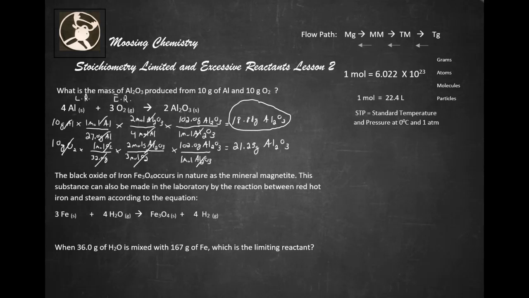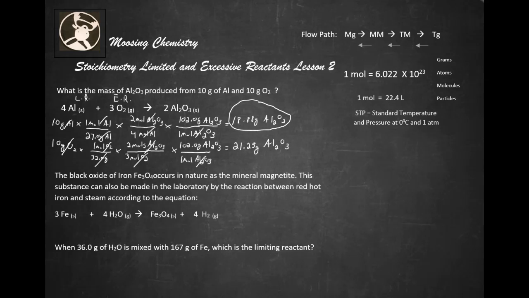All right, so we have the black oxide of iron, Fe3O4, in nature as the mineral magnetite. This substance can also be made in the laboratory by a reaction between red hot iron and steam according to the equation: 3Fe plus 4H2O yields Fe3O4 plus 4H2. When 36 grams of H2O is mixed with 167 grams of iron, which is the limiting reactant?